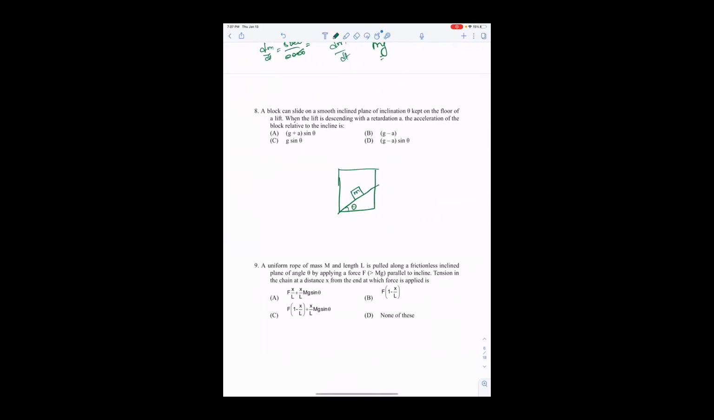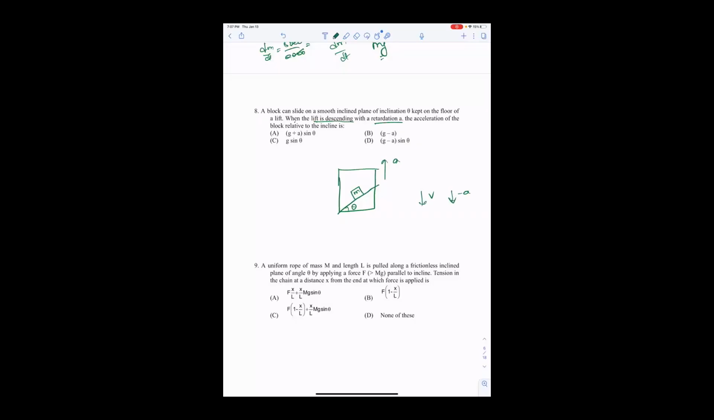Here is the crux, guys. Lift is descending. That means it is going down with velocity v. That is the meaning. Lift is descending means lift is going down with velocity v with retardation a. So downward minus a. Retardation means downward minus a, or I can say upward a. This is the logic here, guys. It is descending, going down with velocity v. Retardation a. So instead of them saying the lift is going up with an acceleration a, they said this descending.